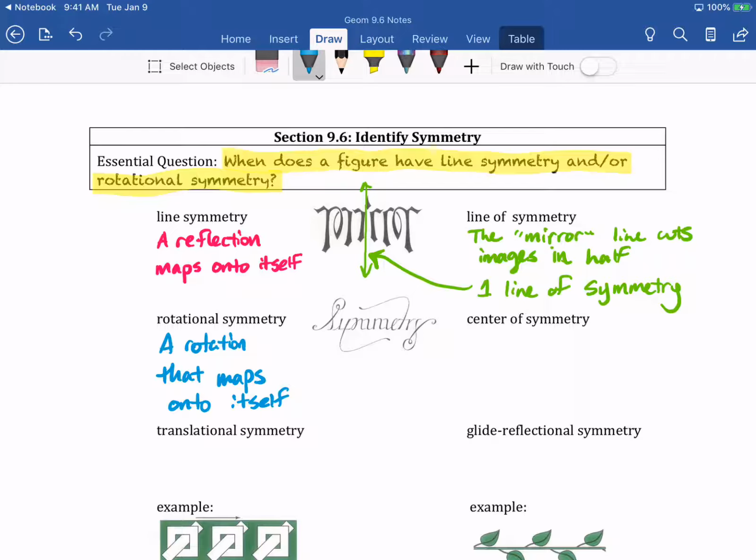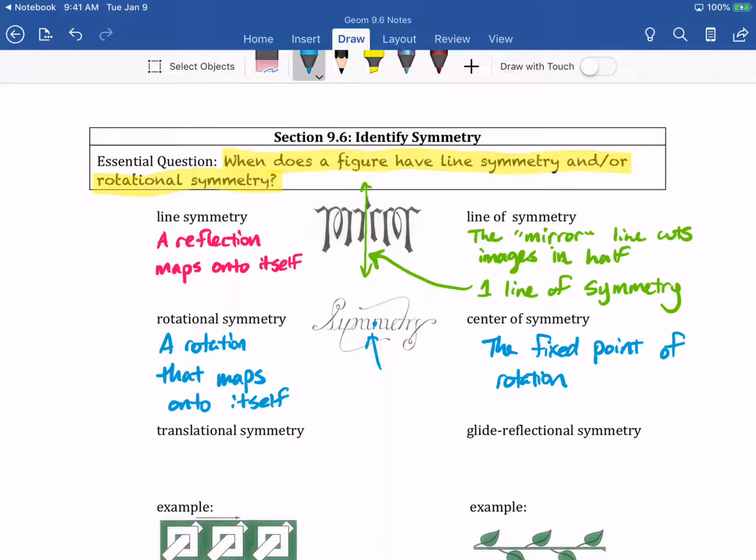The center of symmetry is simply the fixed point, the fixed point of rotation. If we look right smack dab in the middle on this M, this almost vertical line would be our center of rotation. And if you rotate this word 180 degrees and tip it upside down, it's going to look the same upside down and right side up. So this figure has 180 degrees rotational symmetry.